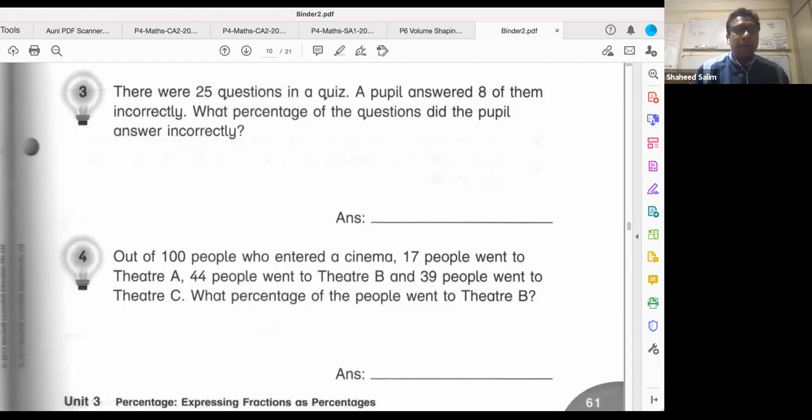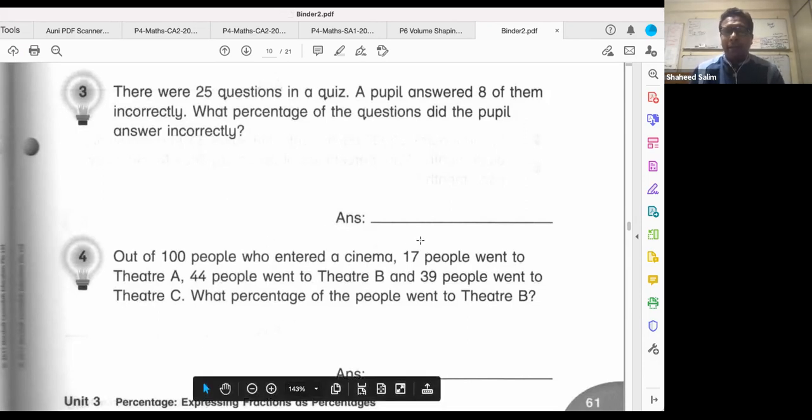So down here, no. Second one. Oh, hey, Putri. Second one is wrong. They want to go to Theater B. Theater B.